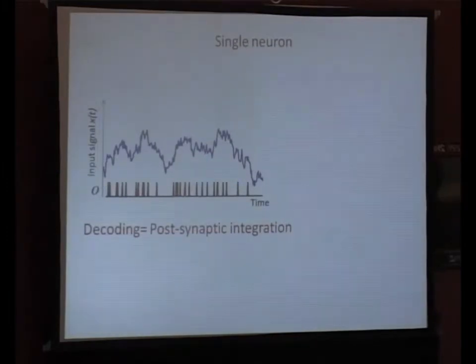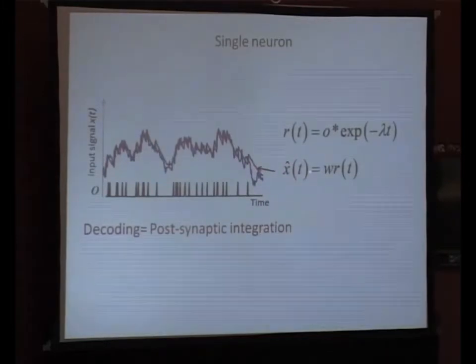So let's start with the simplest possible example. We have a single signal x, and we want to represent that single signal x in the spike train of a single neuron. And so here I represent the spikes. We assume that the decoding is a postsynaptic integration, or a linear decoding, of that output spike train. So our variable x hat is just going to be a weight w, a sum of value, times the instantaneous firing rate of that neuron. And the way you can measure this instantaneous firing rate is by convolving the spike train with an EPSP, for example, an exponential of minus lambda t.